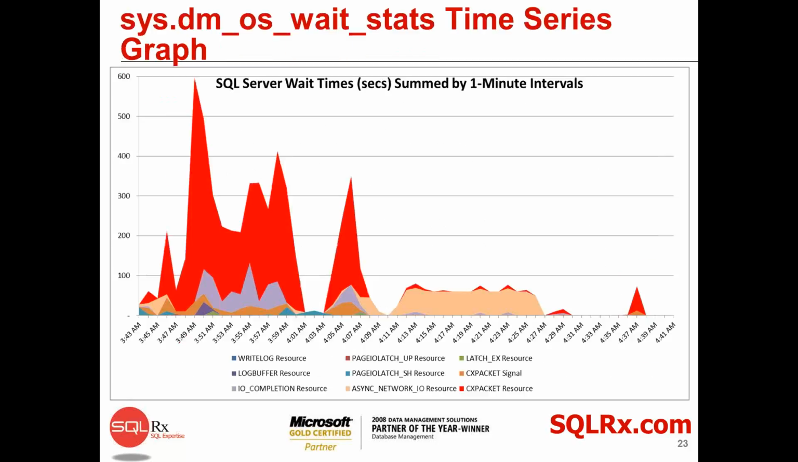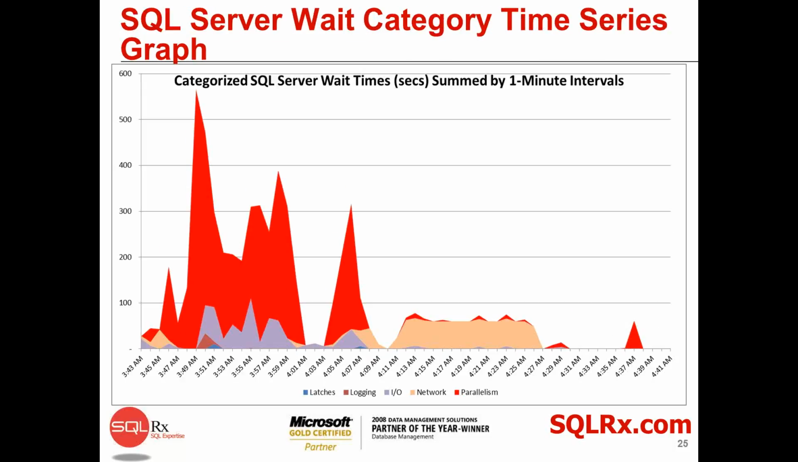So here's the example with the full-blown, with the raw wait types. You can see CX packet in here, log buffer, I/O completion, async I/O network, page I/O latch, shared and update, and so on. Now this is the same graph, just categorized, so that we now have fewer slices to worry about, and we still get the picture across. Parallelism, network, I/O, logging, latches. It makes it a lot cleaner to present that to management.